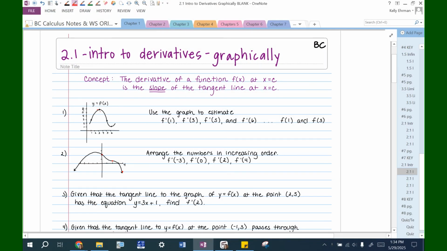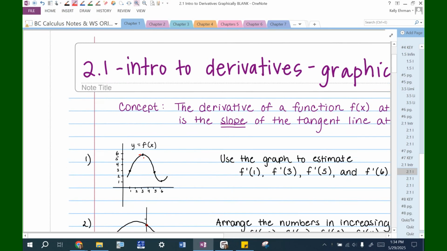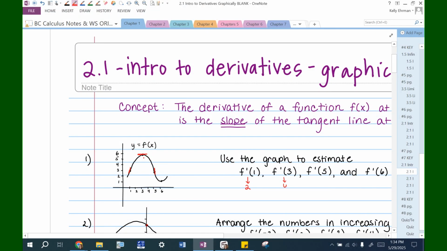So f prime of 1 is the tangent slope at 1. F prime at 3 is the tangent slope at 3. F prime of 5 is the tangent slope at 5. So let's just estimate what we think those are. F prime of 1, what do you think that is? Like 2 maybe? And f prime of 3 looks to be the relative maximum, so I'm going to call that one 0.